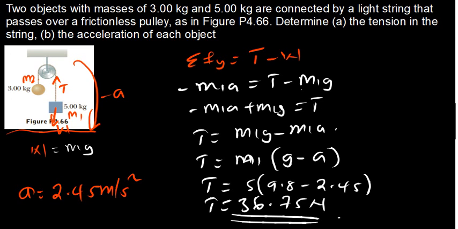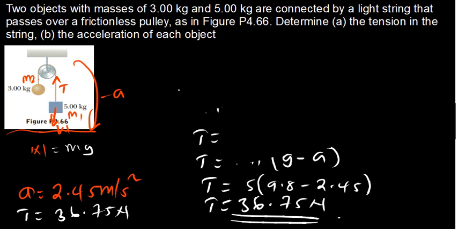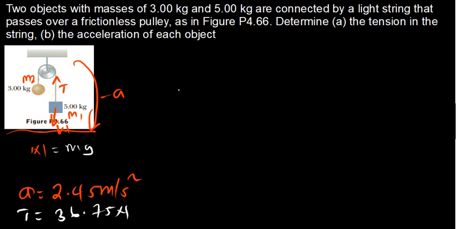Now if I'm trying to use M2, I'm going to get the same answer. So let's see if we can get the same answer. Okay, 36.75 newtons. Now let me get rid of this. So now if I'm trying to use M2, then I'm going to get the same answer, but it's going to be the summation of all the forces in the y direction.